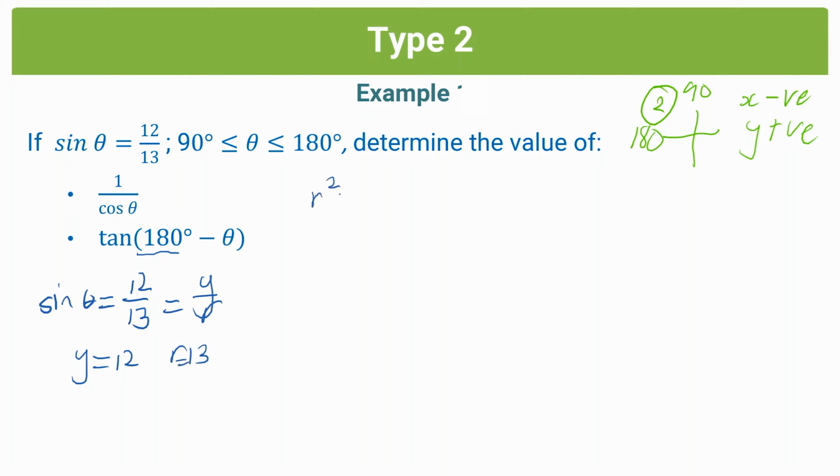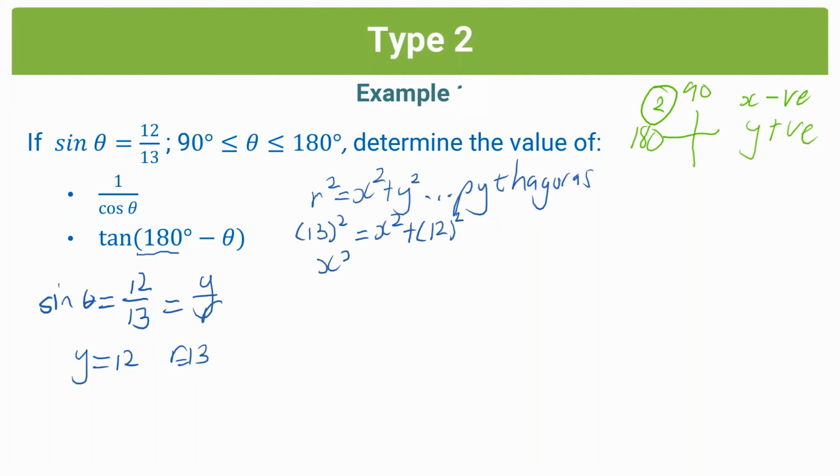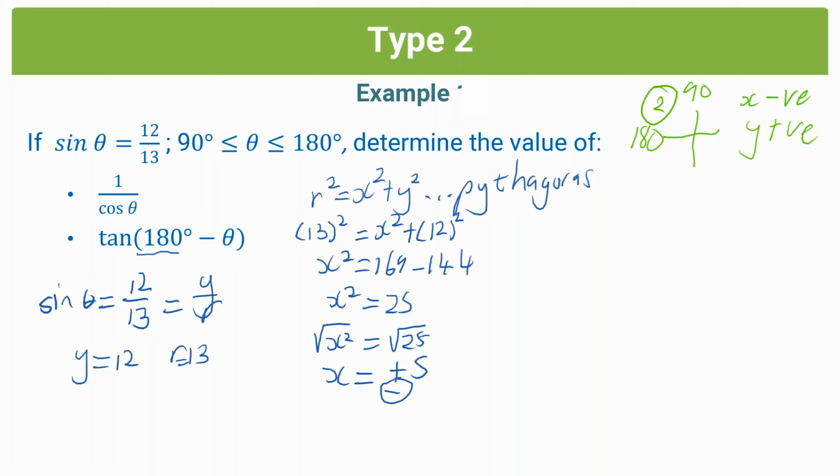Now we will use Pythagoras, r squared equals x squared plus y squared, to solve for x, okay? So r in this case is 13, x is unknown, and y is 12. So x squared would be 169 minus 144, which is going to give us 25. Square root both sides, right? And we have x to be positive 5 or negative 5. But in this case, we'll choose the negative because we know we're working in the second quadrant where x is negative. So we'll say that x is negative 5.